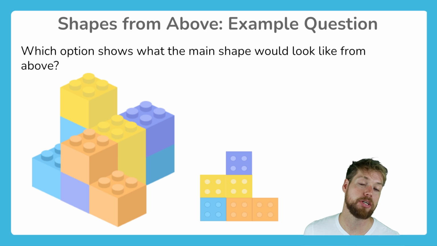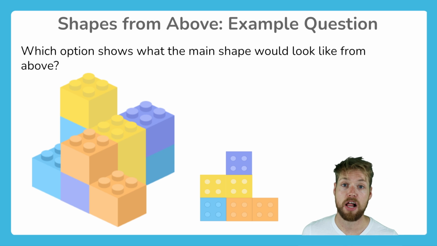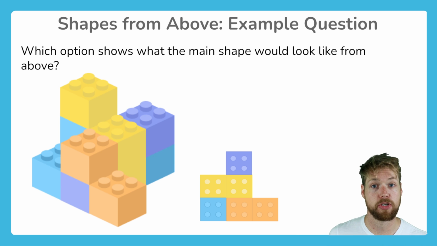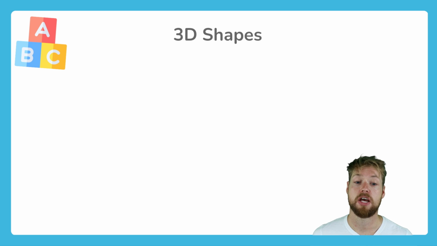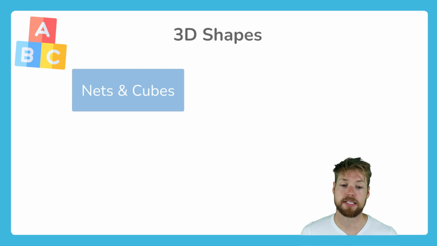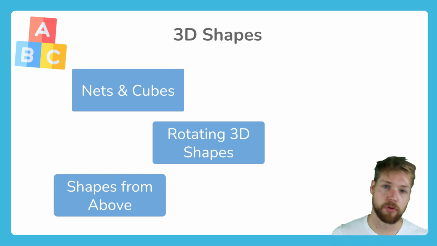So again, remember, you are just a magical pigeon flying over a 3D shape, and you need to tell the examiner what that main shape would look like if you flew over it. There we go, that's it. We just covered some key 3D shape questions that will come up in the 11 plus non-verbal reasoning section. We looked at nets and cubes, rotating 3D shapes, and then shapes from above. Beautiful.